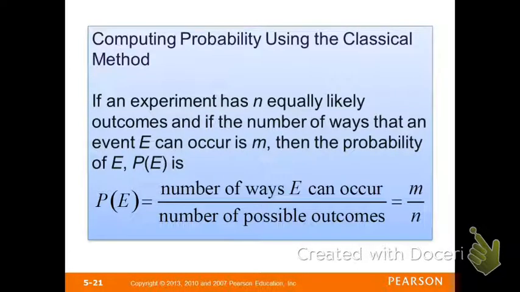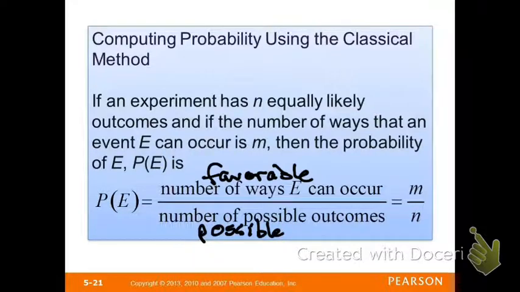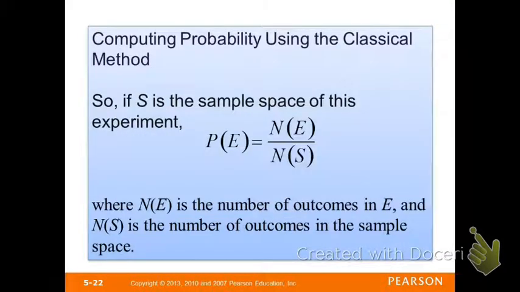Okay, so computing probabilities using the classical or theoretical method: if an experiment has n equally likely outcomes, and if the number of ways that an event E can occur is m, then the probability of E is m out of n, or m over n. It's the number of ways E can occur divided by the number of possible outcomes. So it's favorable over possible, if we go back to our Algebra 1 definition. The number of favorable outcomes divided by the total number of possible outcomes.